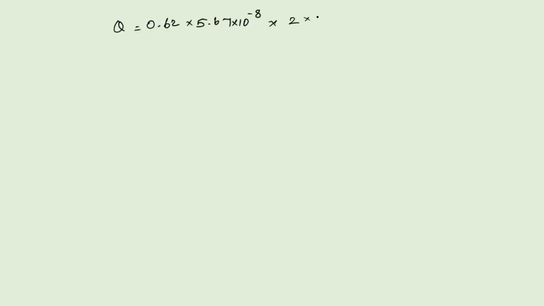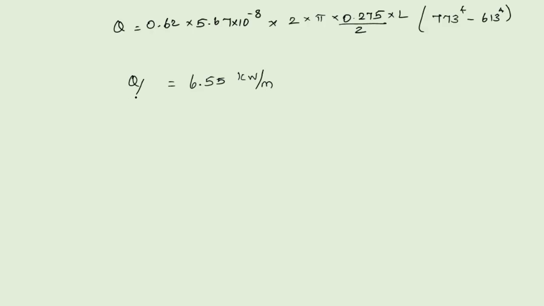So 2 into pi into 0.275. Because the heat is exchanged from the inner surface, here you have to substitute the inner surface diameter into length. So this is diameter, so I have to substitute radius into L, into 773 to the power 4 minus 613 to the power 4. Okay, you will get the final answer as 6.55 kilowatt per meter. So Q divided by L.